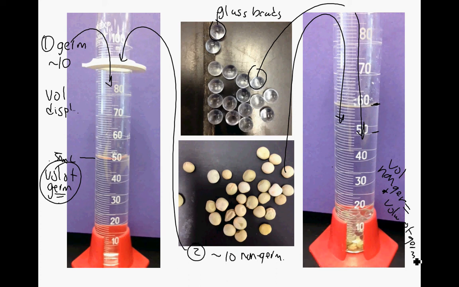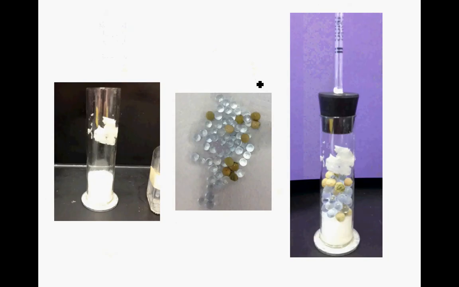So you are going to do this volume displacement method for the 10 germinated seeds first, and then find the volume of the non-germinated seeds, which is going to be less than the volume of the germinated seeds. You're going to make up that difference in volume with these glass beads added to the graduated cylinder.